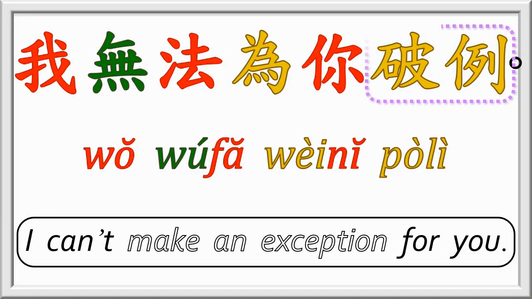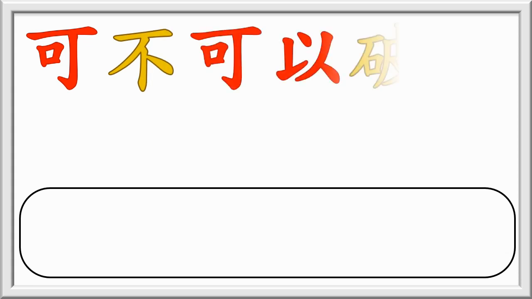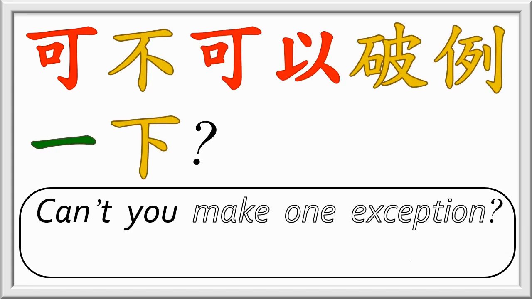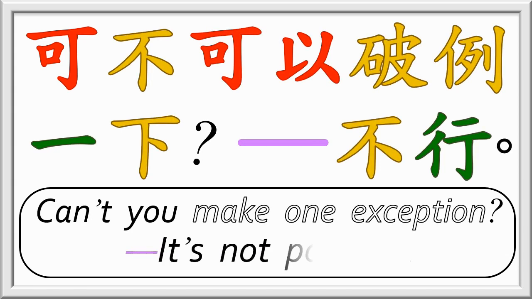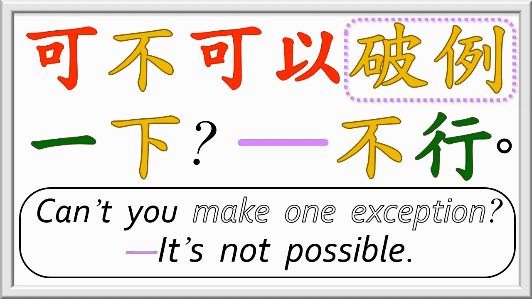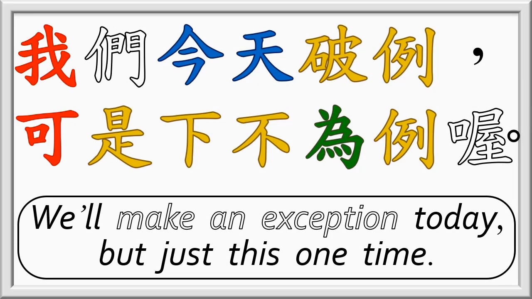To make an exception, literally break a rule or regulation, is 破例。我无法为你破例。I can't make an exception for you. 可不可以破例一下？不行。Can't you make one exception? No, I cannot. 我们今天破例，可是下不为例哦。We'll make an exception today, but just this one time.